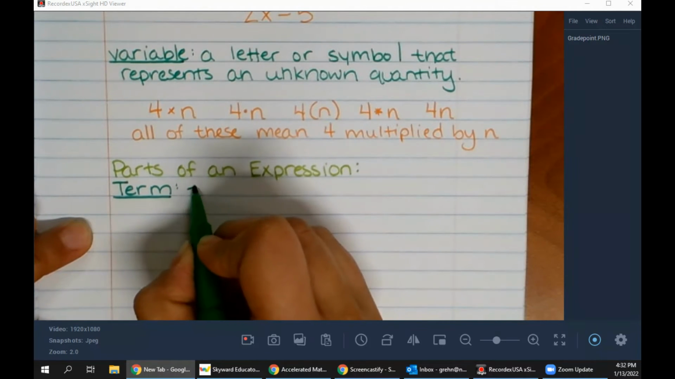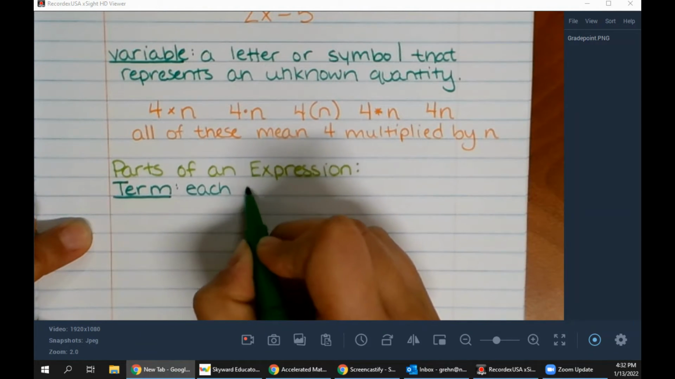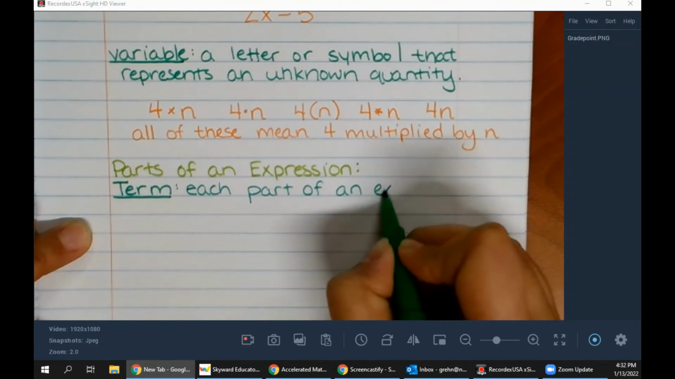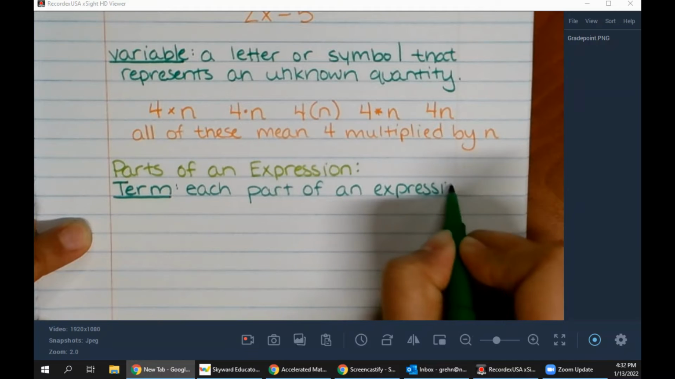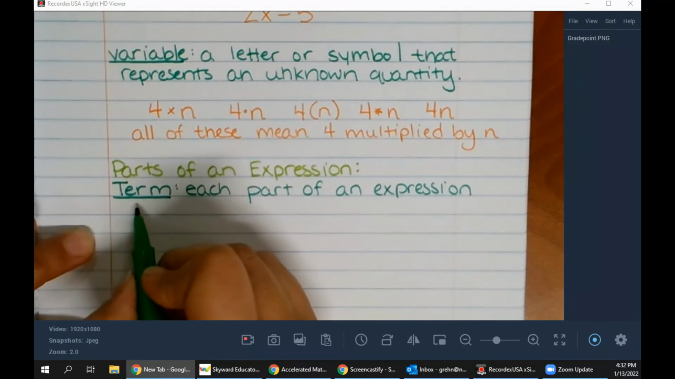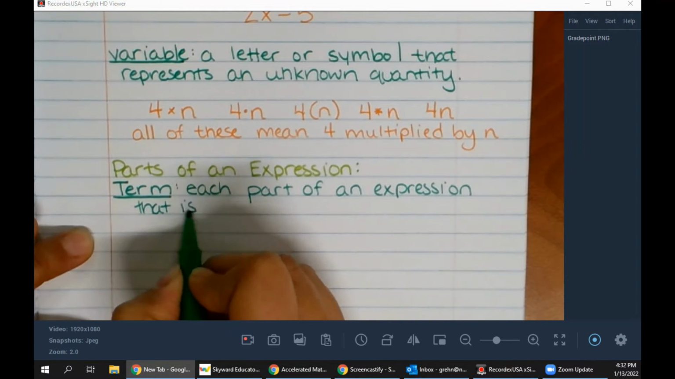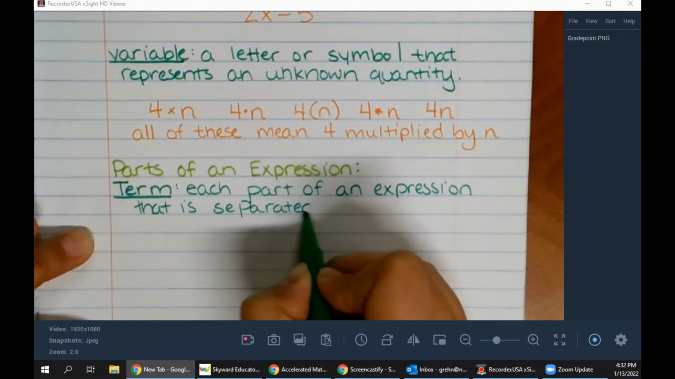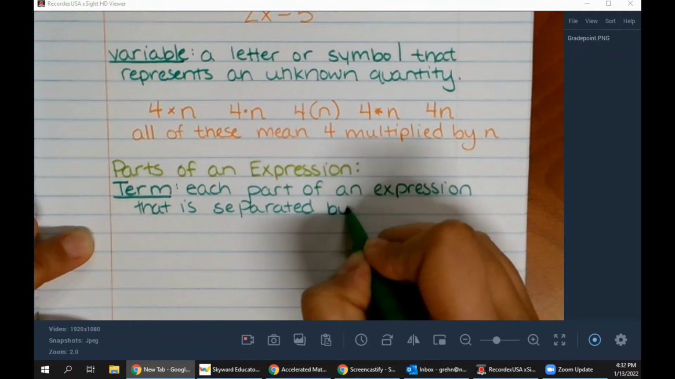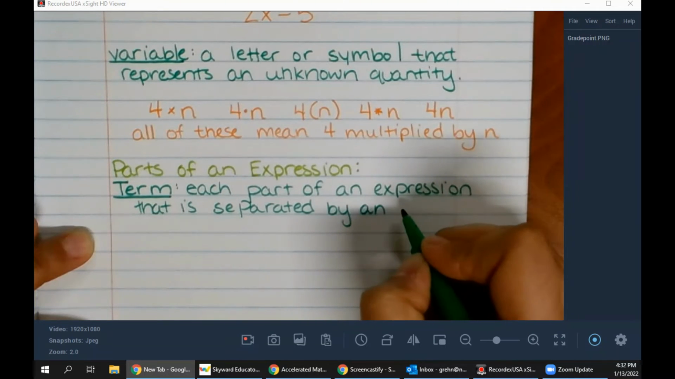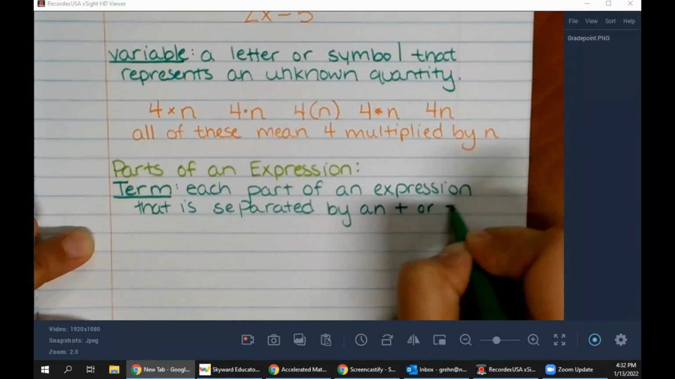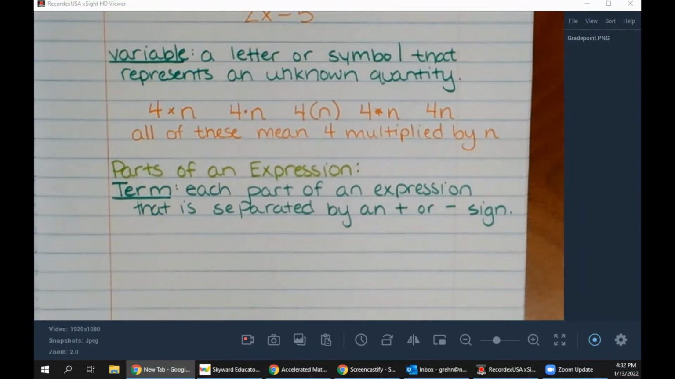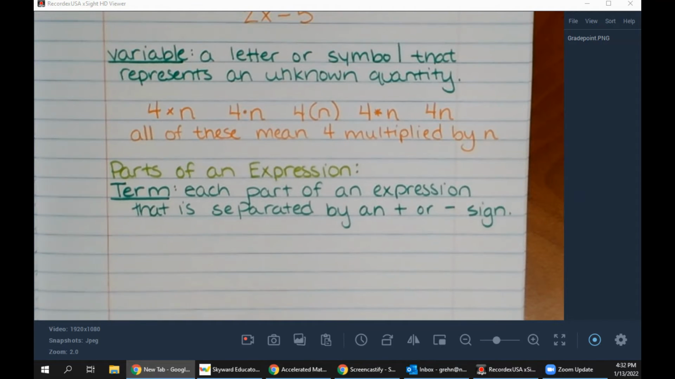So for term, you can say each part of an expression that is separated by an addition or subtraction sign. And it has to be addition or subtraction. So that's one part of an expression.